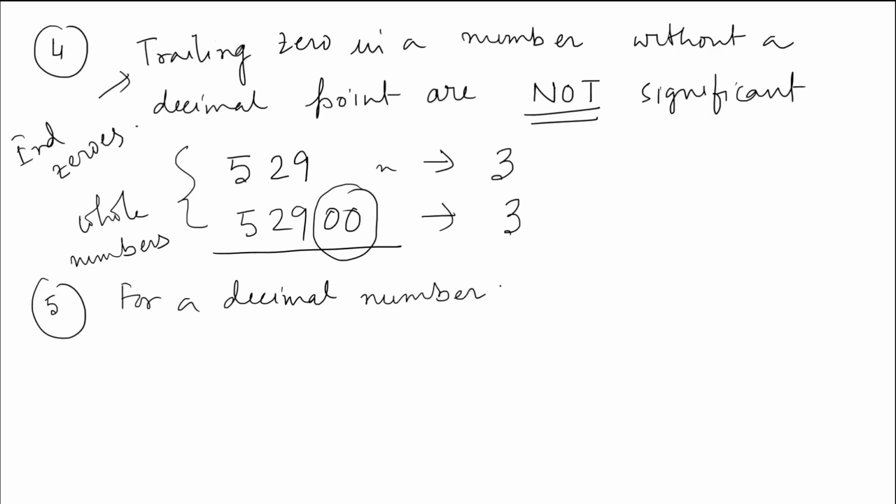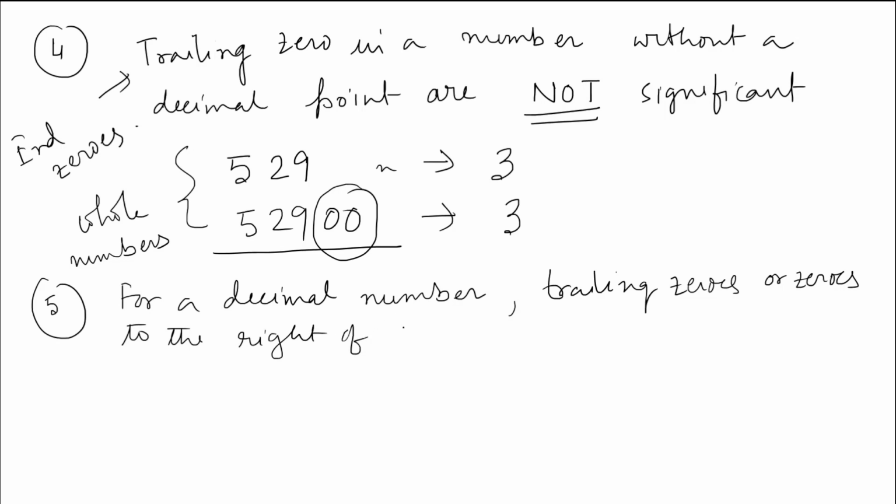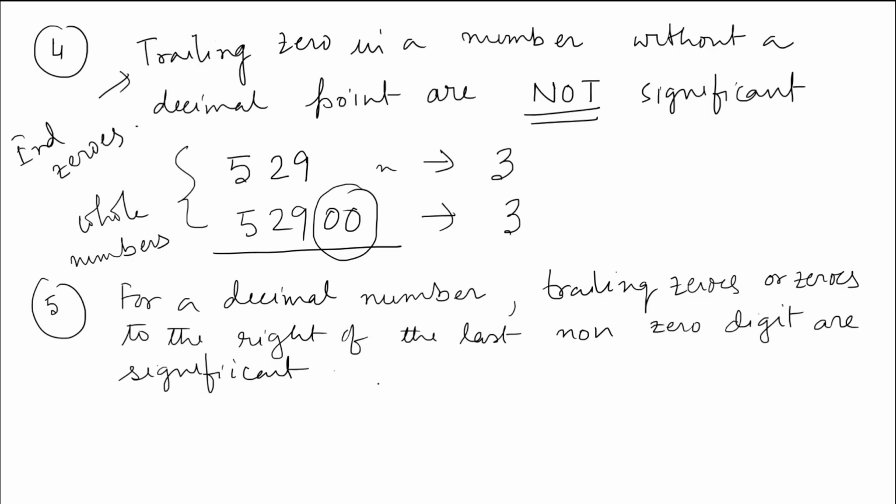Now rule number 5. For a decimal number, trailing zeros or zeros to the right of the last non-zero digit are significant. I repeat, for a decimal number, trailing zeros or zeros to the right of the last non-zero digit are significant.